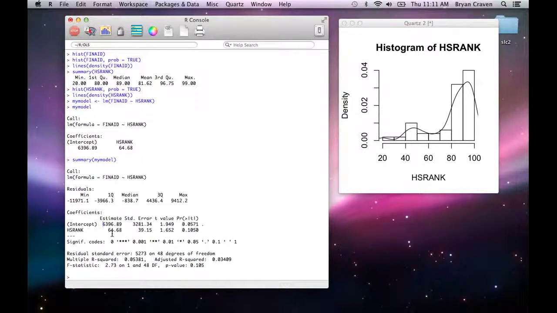So we've got a positive coefficient for HS rank with regards to financial aid, which makes sense. So the higher your high school rank GPA by 1 unit, your financial aid award is going to go up by a little over $64. And the beta hat 0 intercept here.